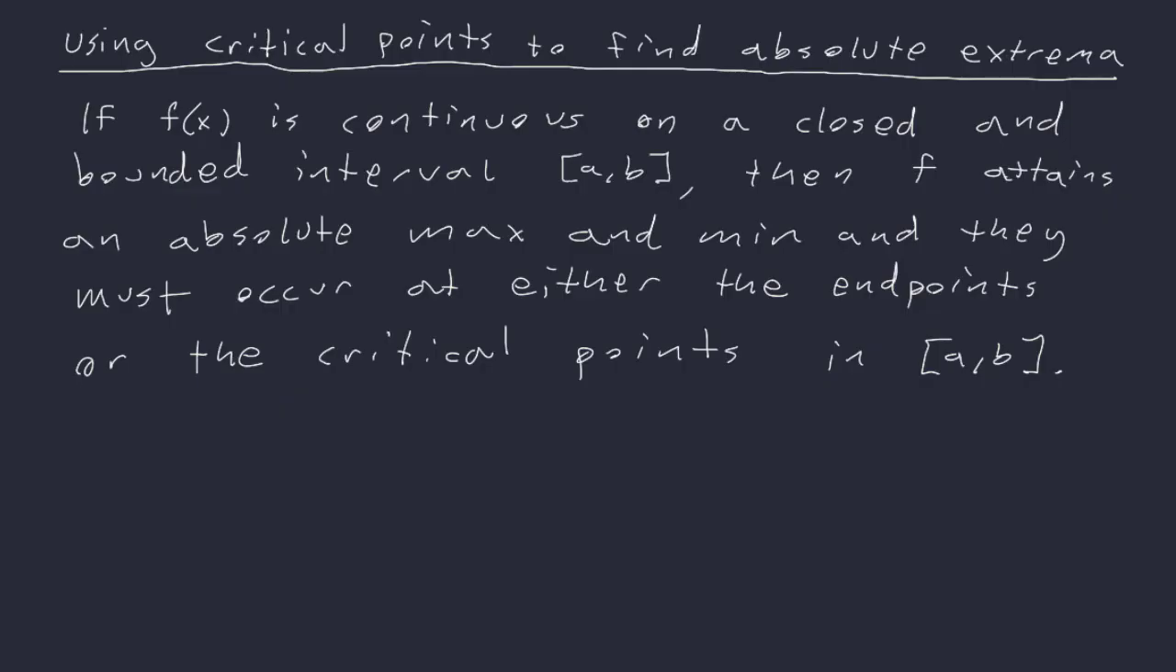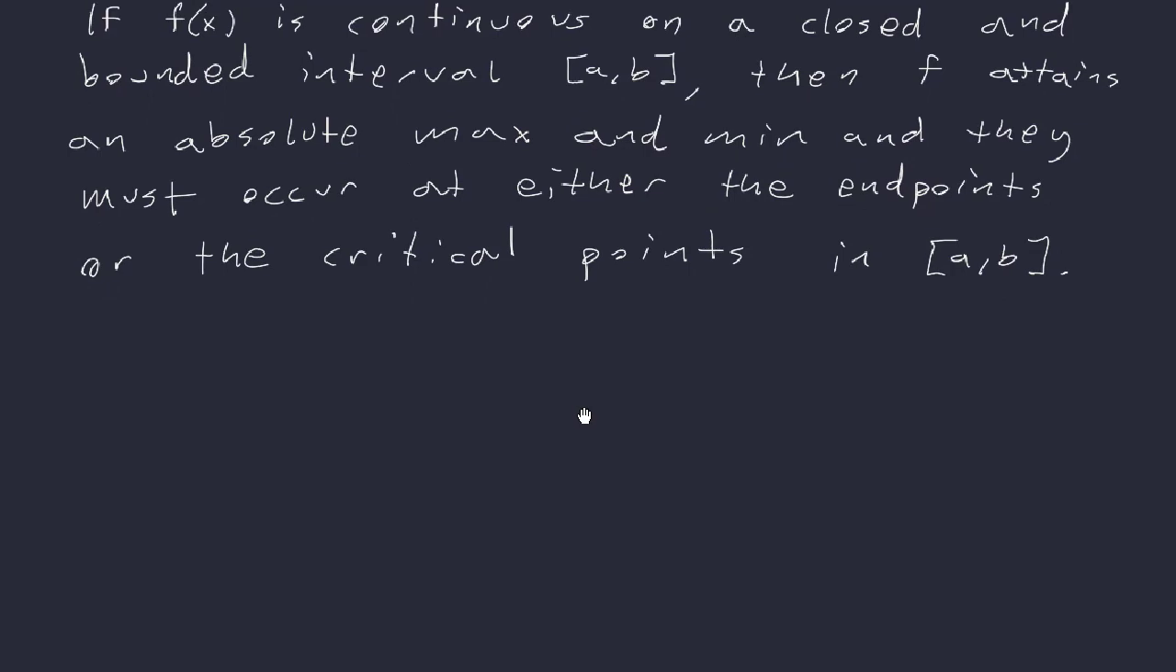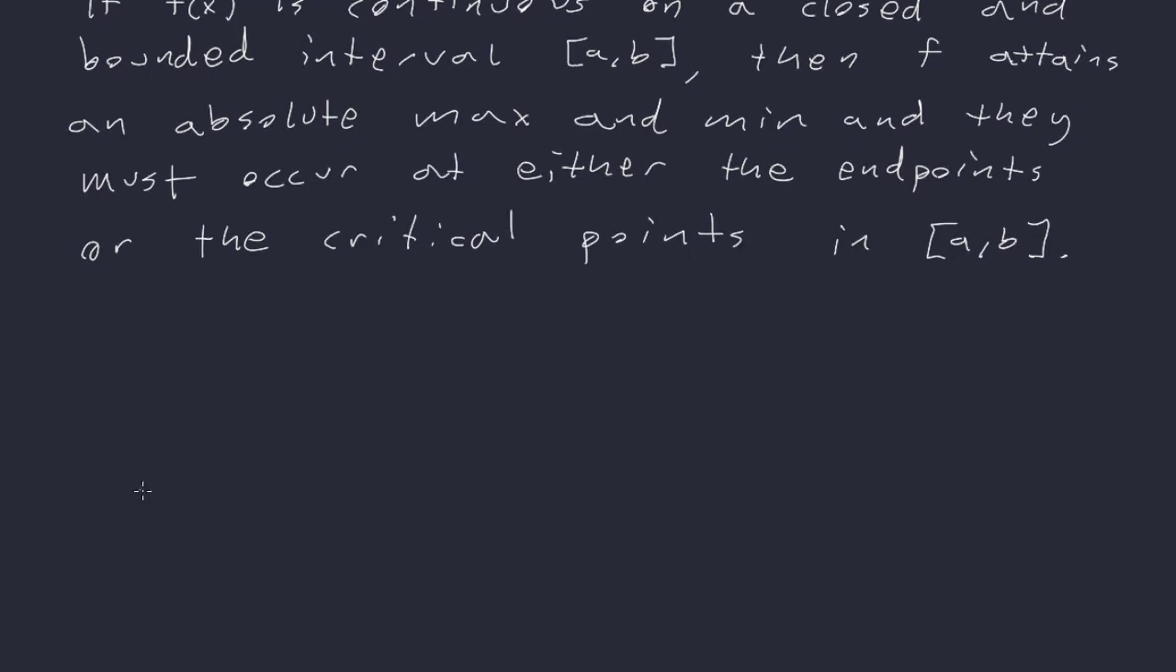All right, so the first technique we're really going to focus on, and mainly what we will be looking at currently in this lesson, is finding absolute extrema. In a later section, we're going to look at finding local extrema, but for right now, I want to focus more on finding critical points. Once you find them, it's pretty easy to find absolute extrema, provided you're on a closed interval, because if f of x is continuous on a closed and bounded interval, say a to b closed, then f attains an absolute max and min, and they must occur at either the endpoints or the critical points.